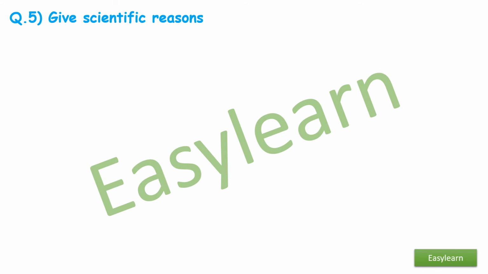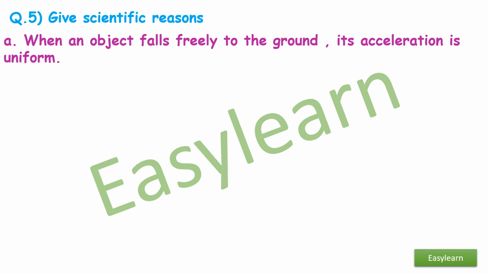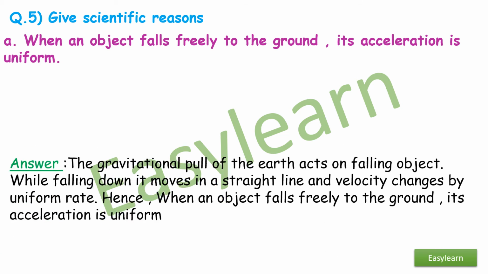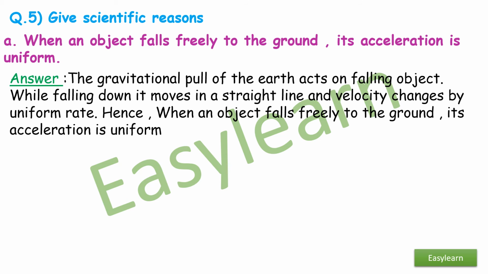Give scientific reasons. First, when an object falls freely to the ground, its acceleration is uniform. Answer: The gravitational pull of the earth acts on the falling object. While falling down, it moves in a straight line and the velocity changes by a uniform rate. Hence, when an object falls freely to the ground, its acceleration is uniform.